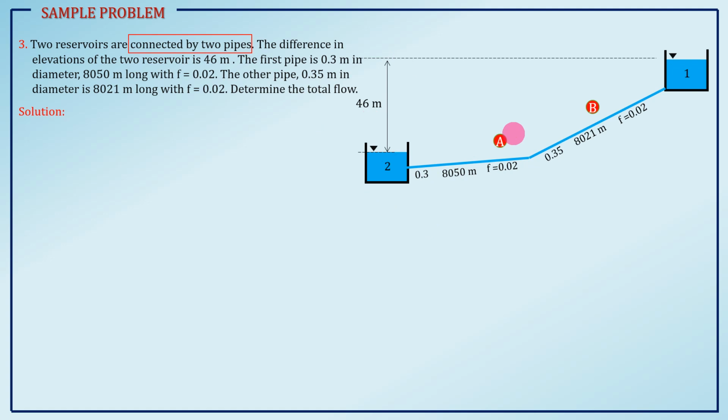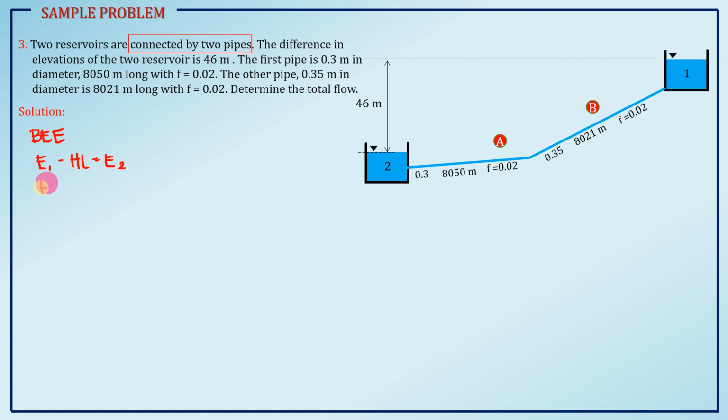So, how are we going to determine the total flow? Again, if you're analyzing reservoirs, pwede mong gamitin lagi si Bernoulli's energy equation. So, BEE lang ang sagot sa lahat. BEE is E1 minus HL equal to E2. Ayan, na-derive na natin 'to kanina.